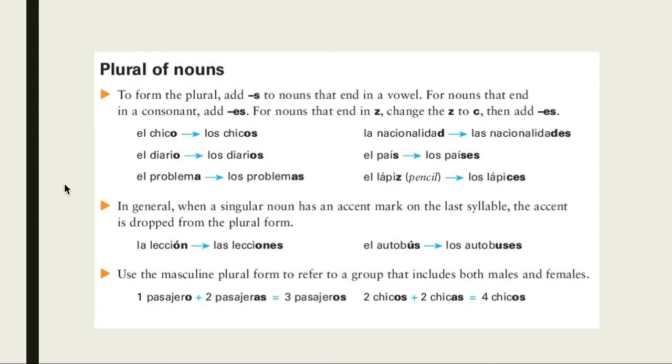For the plural of nouns, there are three main outcomes. If the noun ends in a vowel, just add an s to make it plural. If it ends in a consonant, add es. And if it ends in a z, change the z to a c and add the es. Finally, if you have multiple nouns of different genders, the plural is always masculine. So in the case of one male passenger and two female passengers, to refer to them in the plural, you would make the noun masculine.